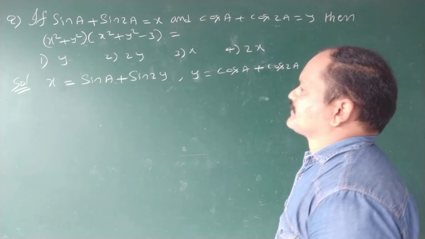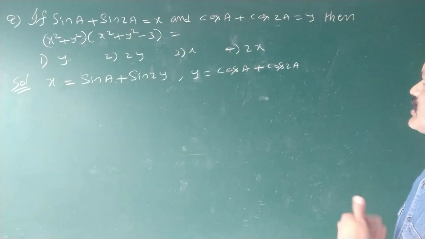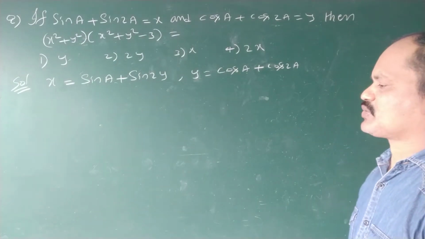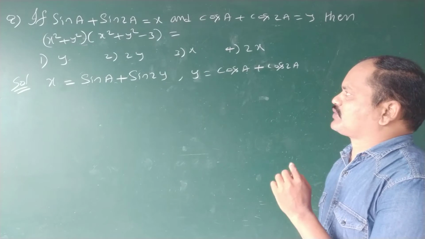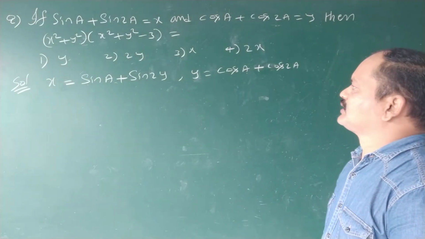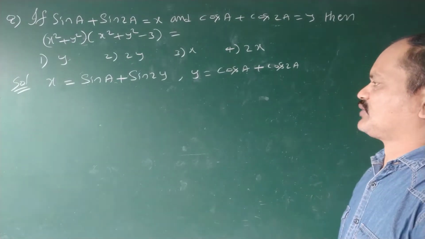Now observe the question. If sin a plus sin 2a is equal to x and cos a plus cos 2a is equal to y, then x square plus y square into x square plus y square minus 3 is equal to: first option y, second option 2y, third option x, and fourth option 2x. Now we have to solve this question.